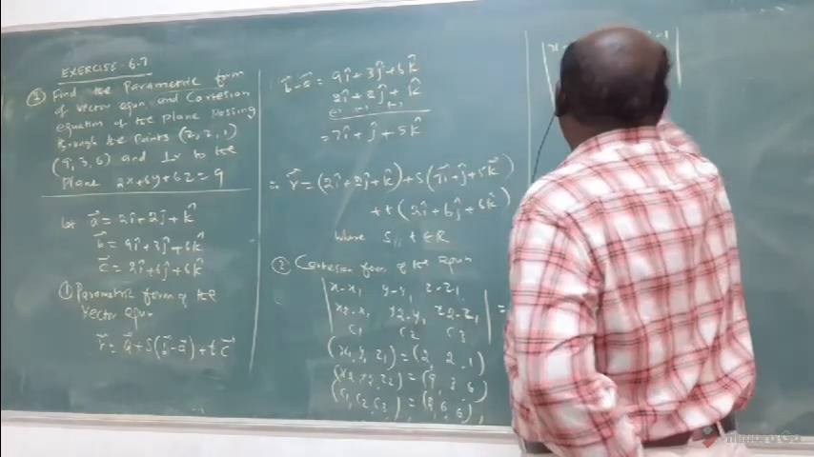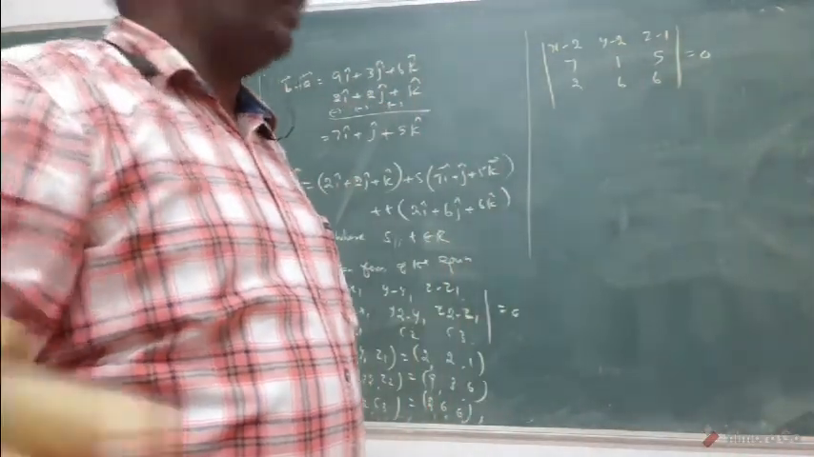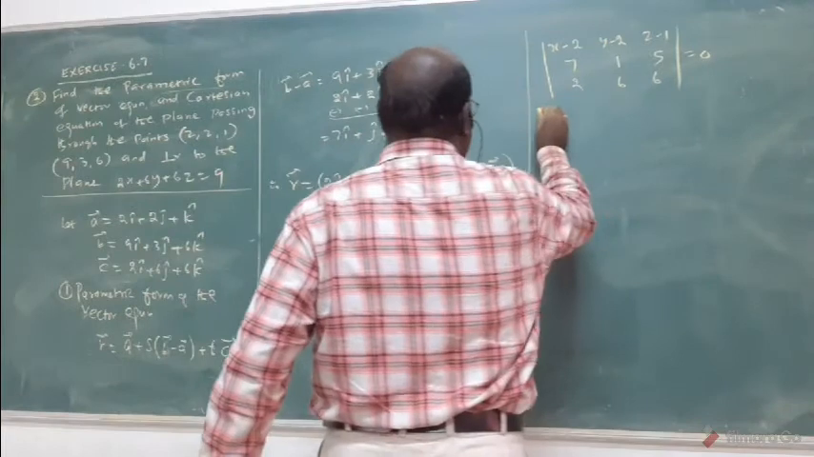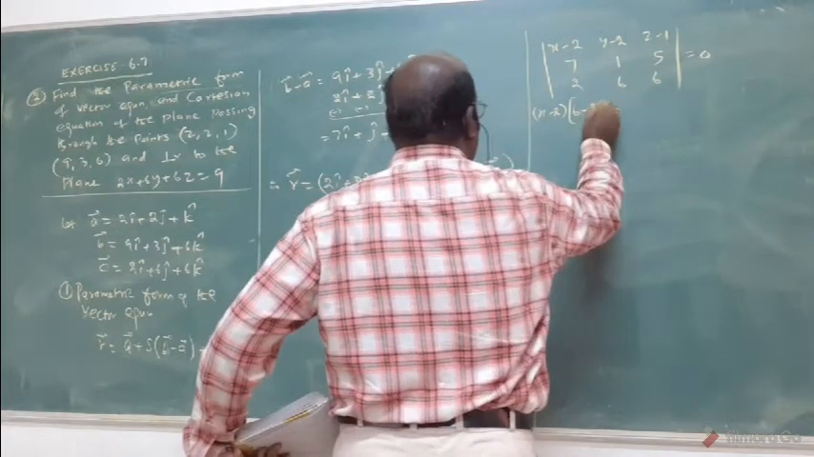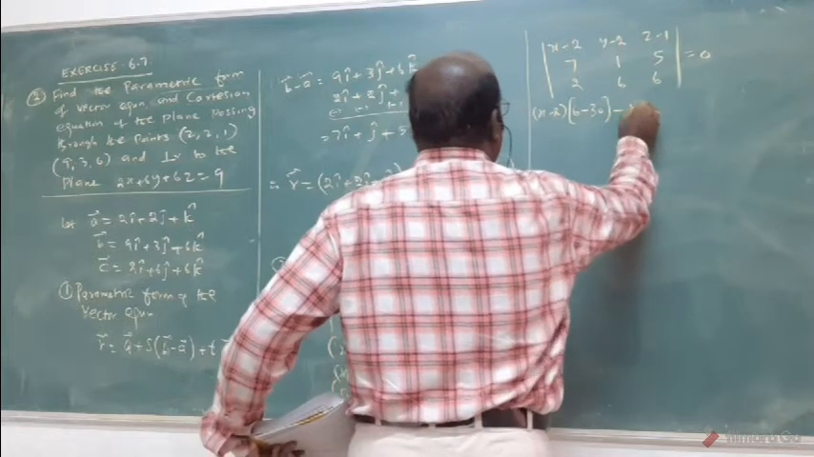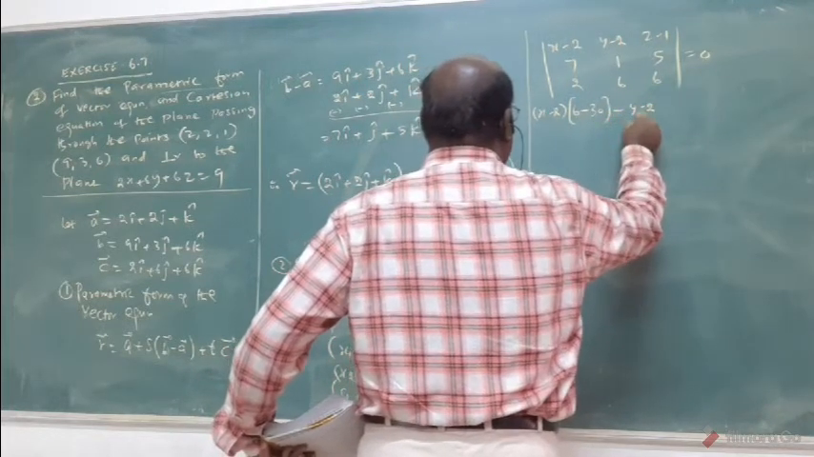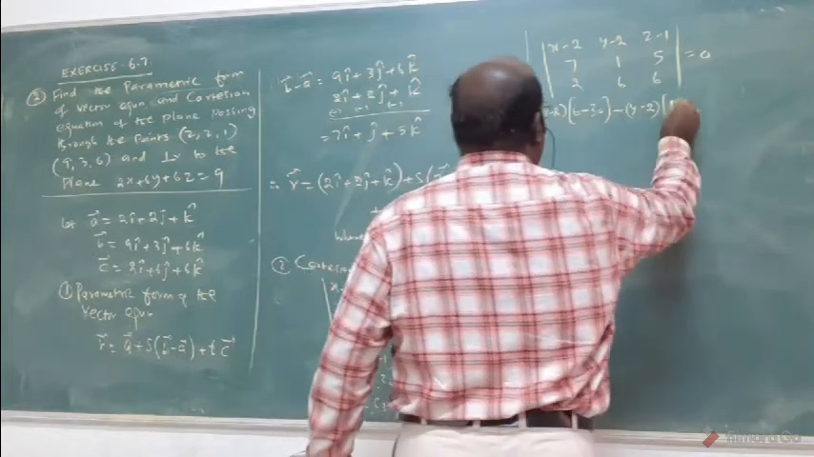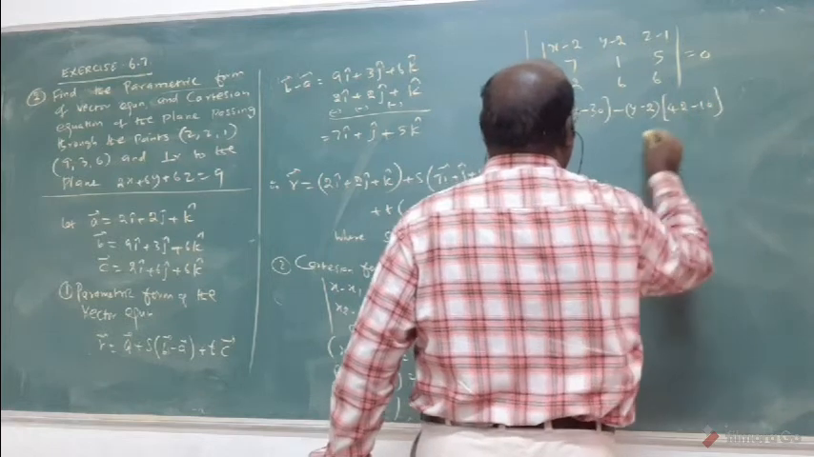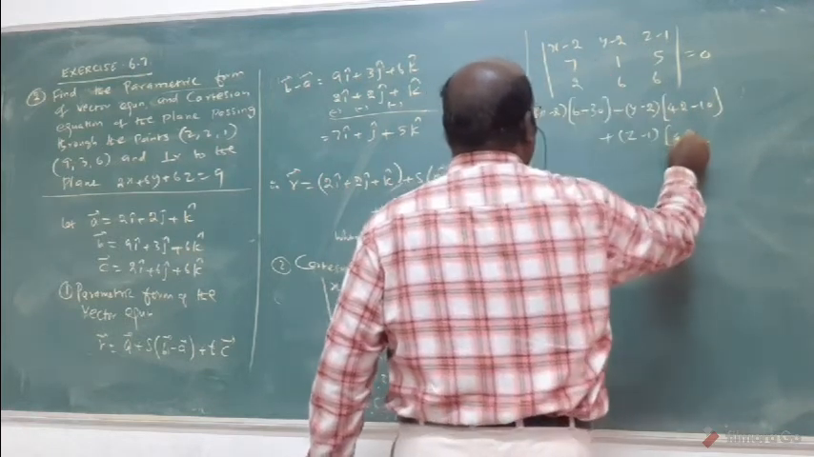Now next one, that is the answer. The first one is what? (x minus 2) into the bracket: 6 ones are 6, 30 minus 30, minus (y minus 2). Here a mistake will come. Plus (y minus 2), close the bracket. Very important. Then this is the bracket, 42 minus 10. Am I right? Plus (z minus 1) into what is the answer? 42 minus 2.